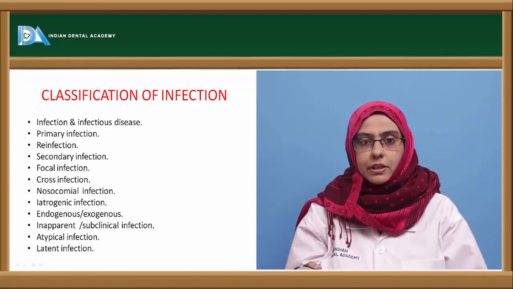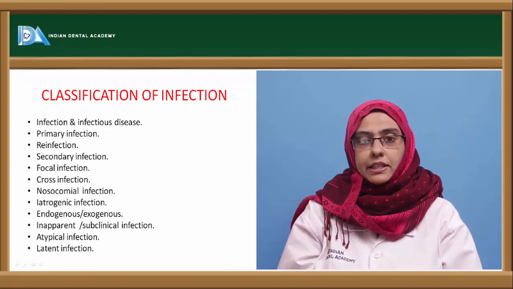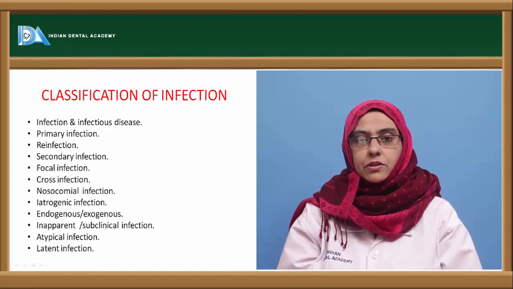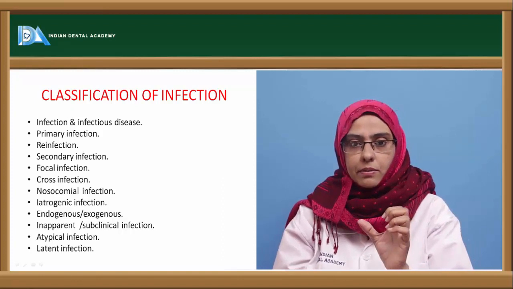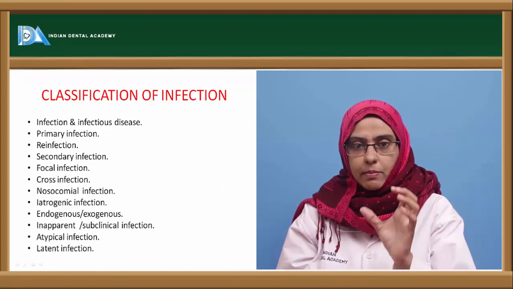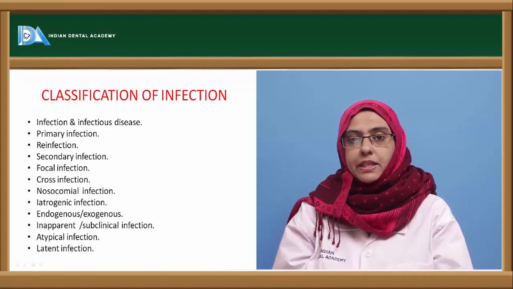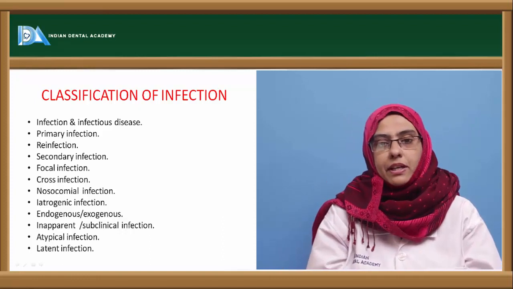Now coming to the atypical infection. In this case the typical characteristics of the infection are not seen in a particular patient. Take for example a person suffering from a particular bacterial disease. The bacterial disease has certain types of symptoms, but those typical characteristics cannot be expressed in the case of an atypical infection.